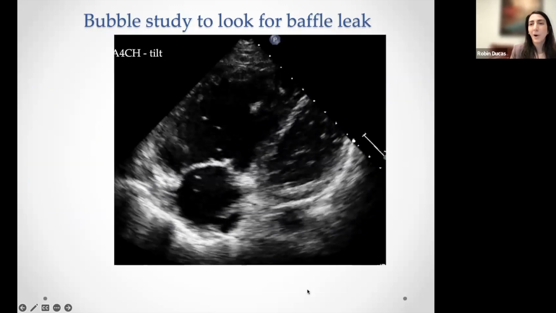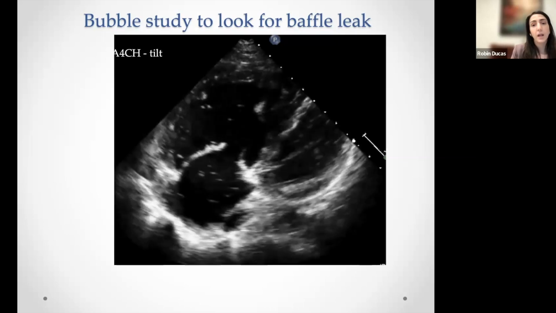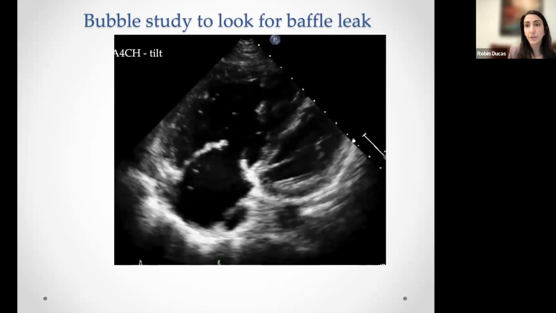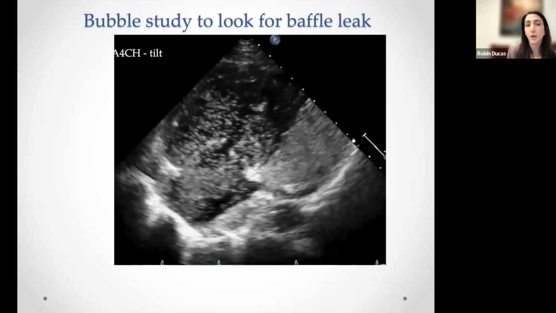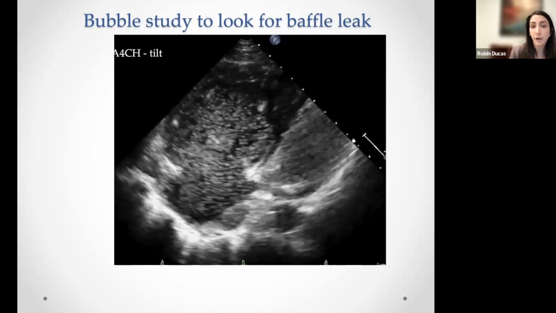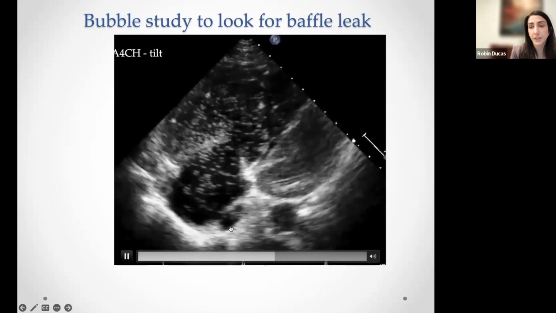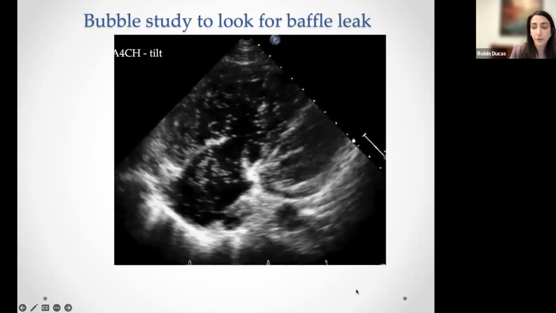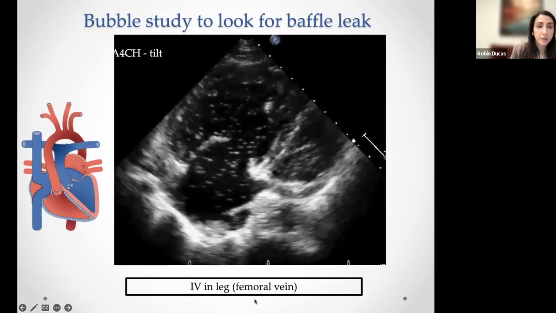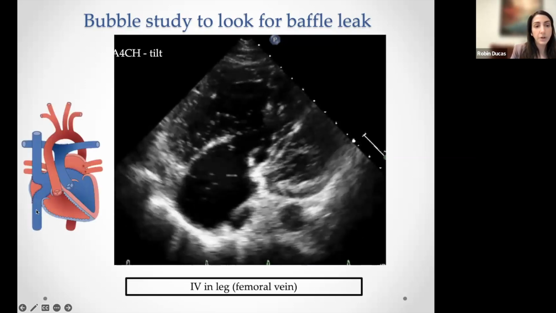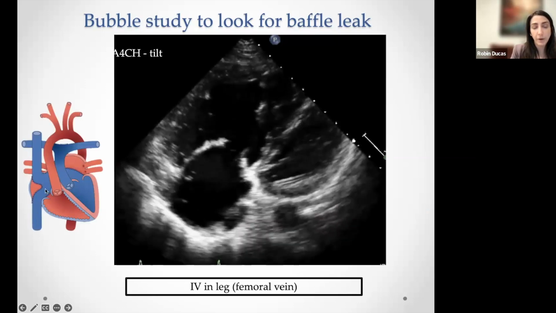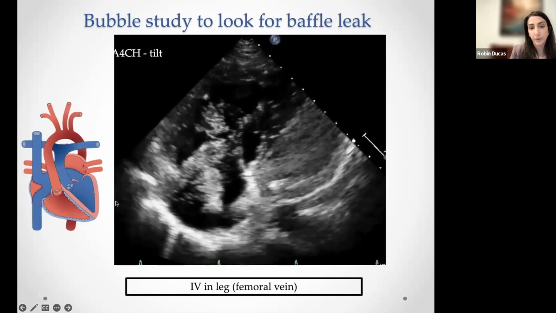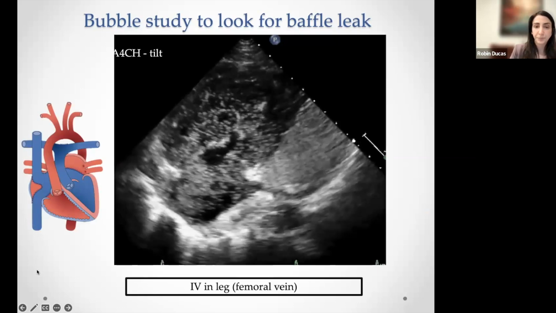The next part of the study, we had an IV placed in the patient's femoral vein, and then performed the same bubble study to interrogate the IVC baffle. And I hope everybody can appreciate here that this is positive for a pretty large baffle leak that we can see in the SVC baffle and the IVC baffle there. And to remind everyone what we're interrogating, the bubbles are coming in from the leg. We're interrogating this IVC baffle, and that's where the leak was found. We can appreciate it just right there on the screen.